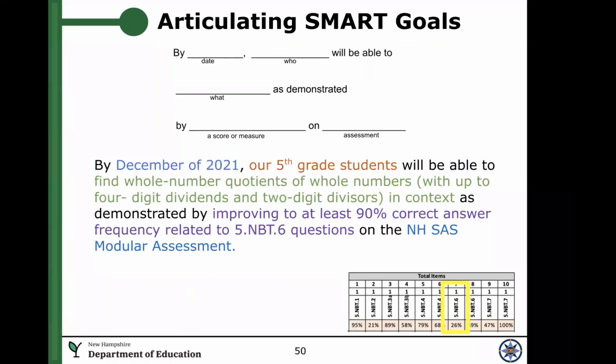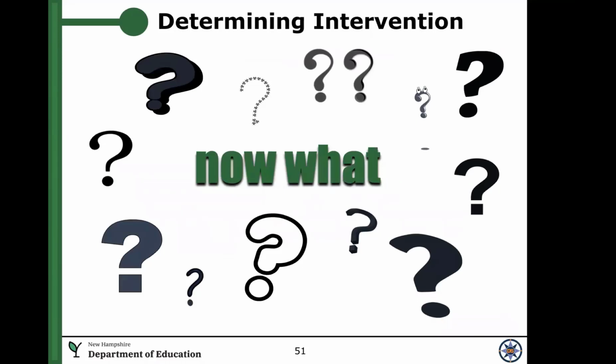So then this is my SMART goal for this first cycle. And so I'm specifically creating the SMART goal that goes with that standard of finding whole number quotients of whole numbers with up to 4-digit dividends and 2-digit divisors in context, right? So it directly relates to 5.NBT.6. So now I have my cycle SMART goal. Now what, right? So now I've deemed this is exactly what I'm going to focus on for this particular cycle.